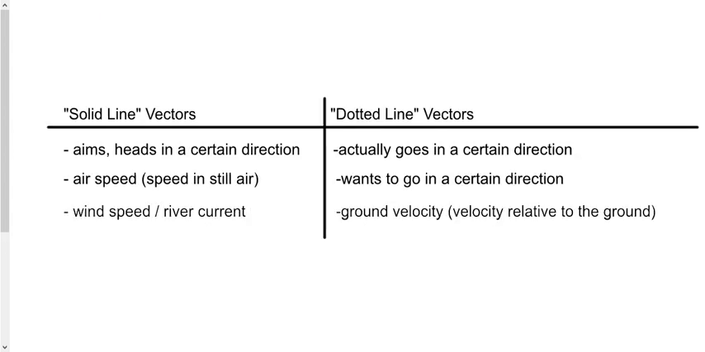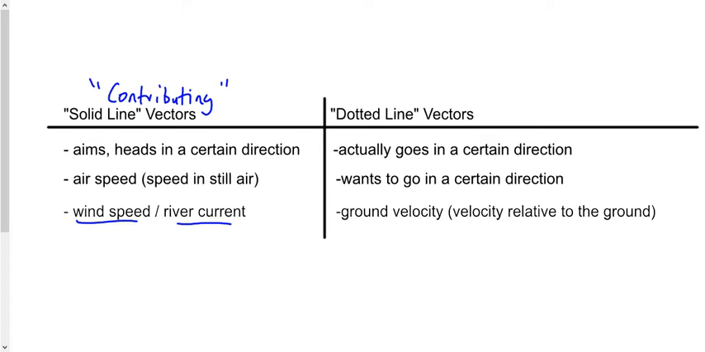We defined 2 types of vectors yesterday, the solids and the dotteds. The solid line vectors are sometimes what I call the contributing vectors, because they're the vectors that contribute to my actual motion. If I have a wind, that doesn't mean that I'm necessarily going to go in the direction of the wind or the speed of the wind, but it does mean that it's going to contribute to my motion. If there's a river current, it's the same thing. If I'm trying to swim straight across a river, but there's a river current that's downstream, then that's not going to make me go straight downstream, but it is going to contribute to my motion. It's going to change my motion from where it would otherwise be.